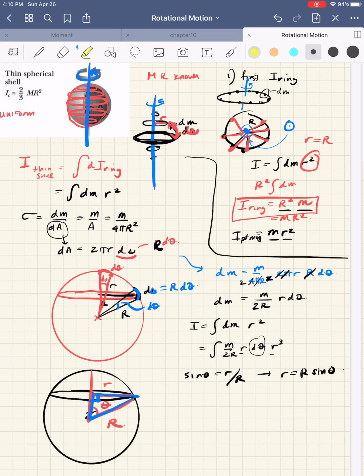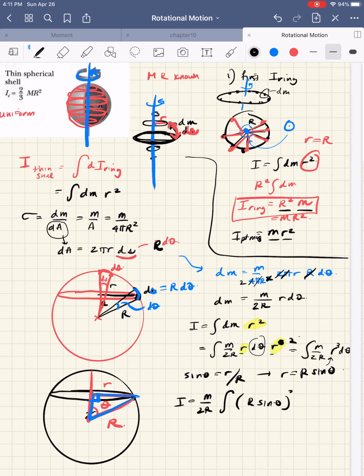Sorry, I kind of messed up here. I wrote r cubed. That should have been r squared. But over time, they would have combined to be r cubed d theta. I guess I skipped that step in my head, I'm sorry. Anyhow, I can replace these r's now in terms of the theta that I'm integrating over. And it will be m over 2 capital R, which I'm pulling out because it's a constant, r cubed d theta. And the limits will be from 0 to pi to cover the full circle.